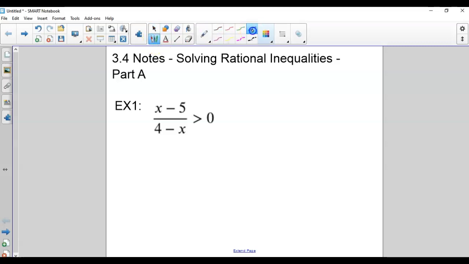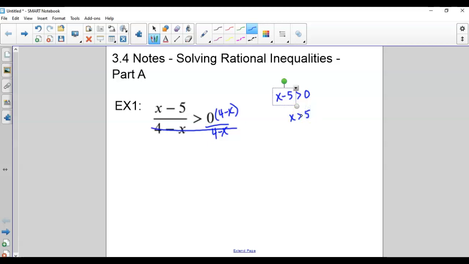Because I'm going to write something down here just to show you the difference, that you may not want to write down because it's incorrect. If this were an equal sign, we would just get a common denominator. So we'd multiply by 4 minus x here and here, and then we would cancel out those denominators. And we would get x minus 5 is greater than 0. We'd solve it, and we'd get x is greater than positive 5.